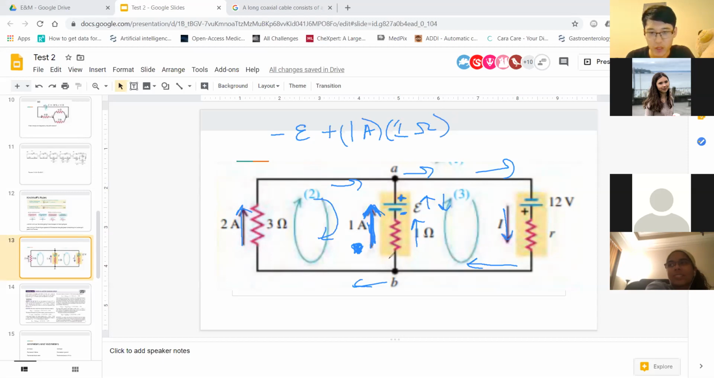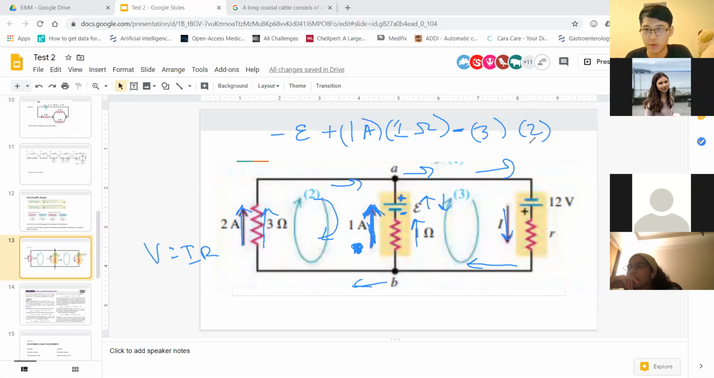And then we go around here and then we go right here. So we're traveling in this direction and the current is also going in this direction. That means in this case, the voltage difference is negative. So we'll subtract 3 times 2, which is again the voltage difference across the resistor. If we remember, V equals IR, so the resistance times the current is the voltage difference. And then we come back to A. So this entire loop is 0.